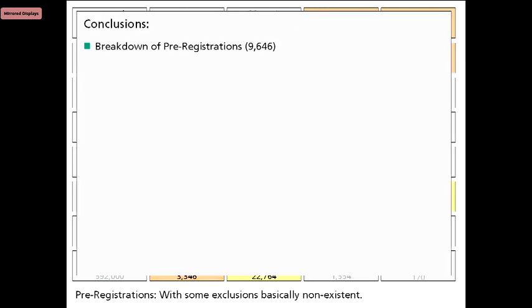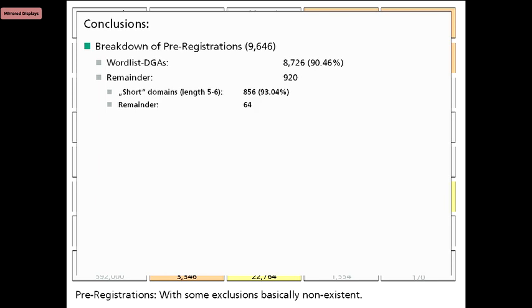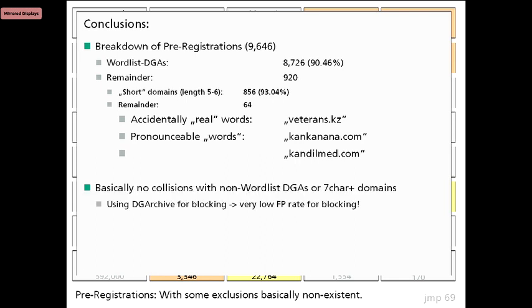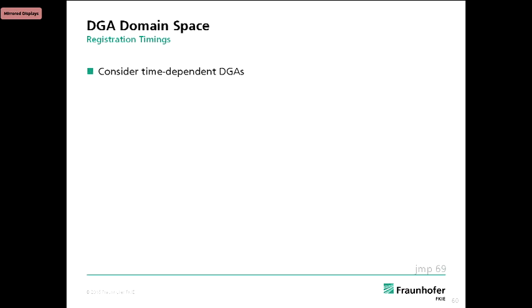Looking a bit deeper into that information, like I mentioned, the wordlist DGAs make up 90% of those collisions, and in the remainder, those domains with length 5 to 6 make up another 90%, and occasionally you will have some domains that look like legitimate domains again. Those, just by pure coincidence, are so pronounceable that they could be meaningful words as well. But anyway, this enables us to use those pre-generated domain names for blocking.